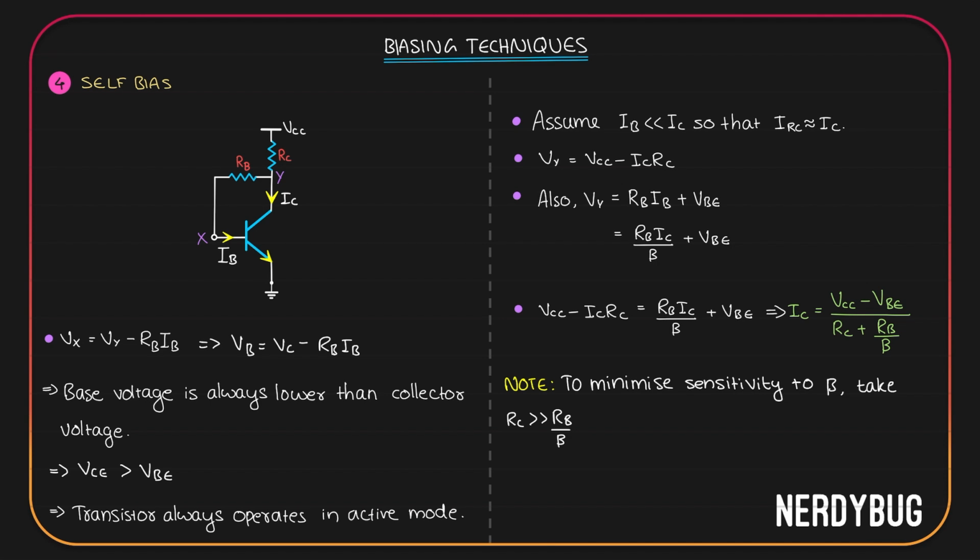To minimize the sensitivity of IC to beta, we take RC to be very much larger than RB by beta. Then in the denominator of this equation, RC plus RB by beta can be approximated to just RC, because when compared with RC, RB by beta will be really small. Then the equation of IC becomes VCC minus VBE by RC.